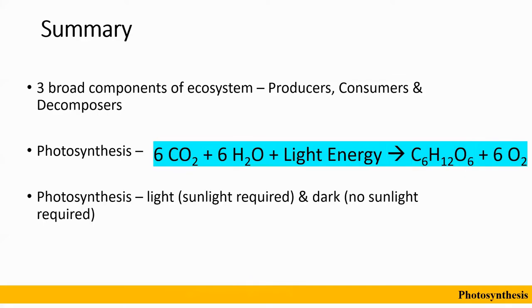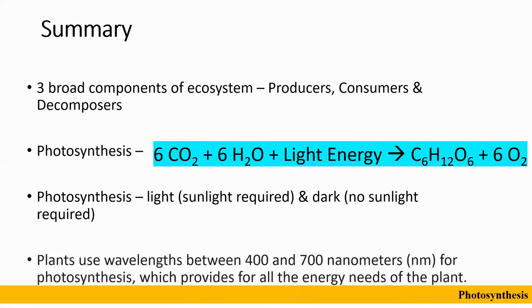We also covered the light and the dark phase photosynthesis, explaining the fact that the light phase requires sunlight and the dark phase doesn't require sunlight. And plants also use wavelengths that are between 400 and 700 nanometers for photosynthesis. And this is what provides all the energy that the plants need.